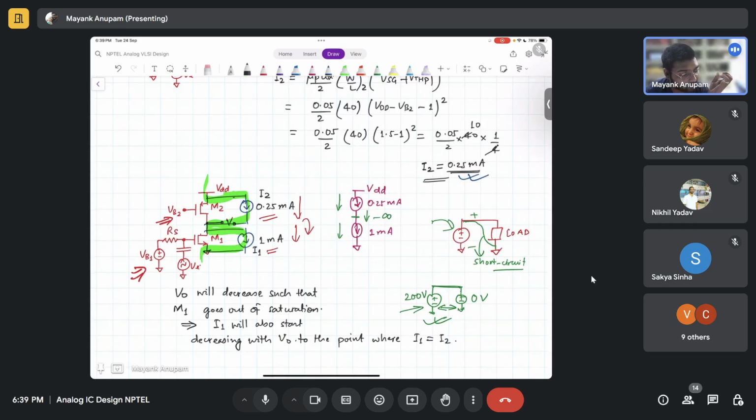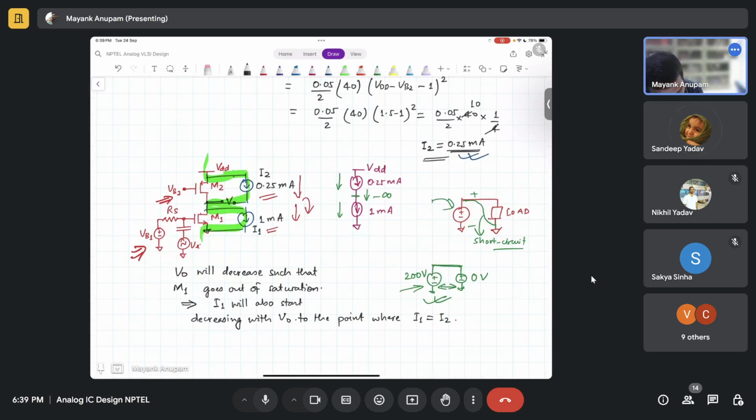Are you guys understanding me? Yes. So I hope there is no doubt here, right? This is a very important point. Up to which point will it decrease? That's what I told, it will decrease to the point where I1 becomes equal to I2.